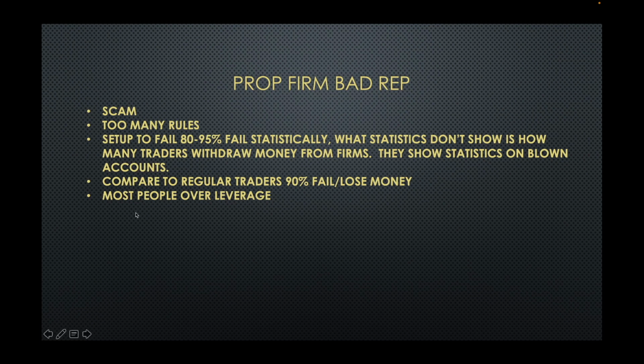Most people over leverage, this one here, and that's what prop firms, to me, that's more or less how they make their money, because they count on people over leveraging. So for example, in a $50,000 account, you have a drawdown of $2,000 or $2,500, you can trade up to either 5 minis or 10 minis.